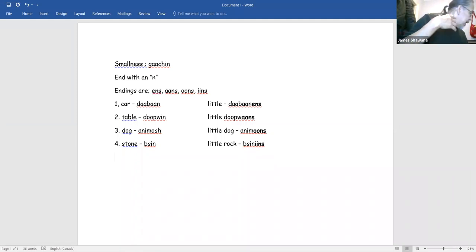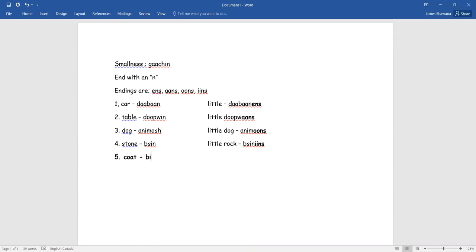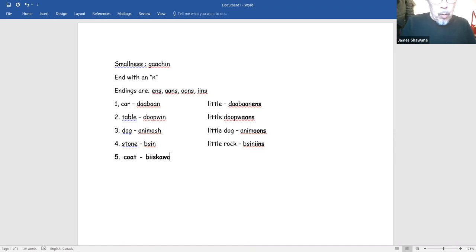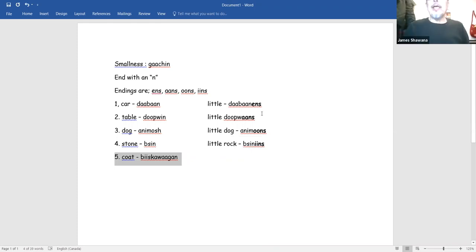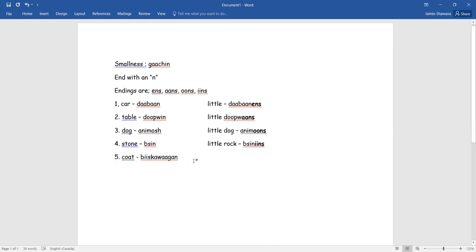How would you say little coat? I'm going to write that down. Number five. Coat is bisquagan. Bisquagan is a coat. Now I want to say little coat. Which one of these would I have to use? As, ans, ons, or ins? Ons, because it's inanimate.